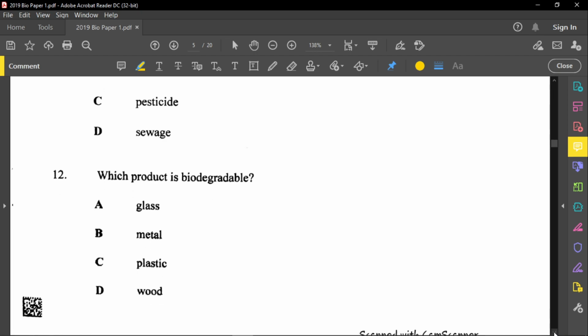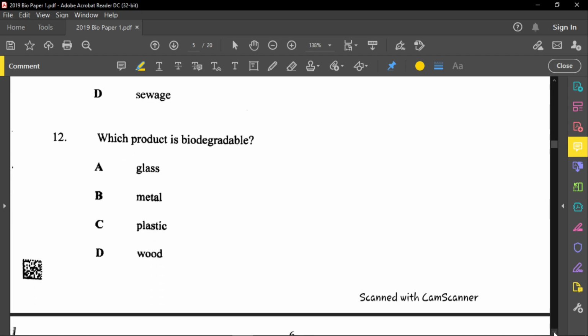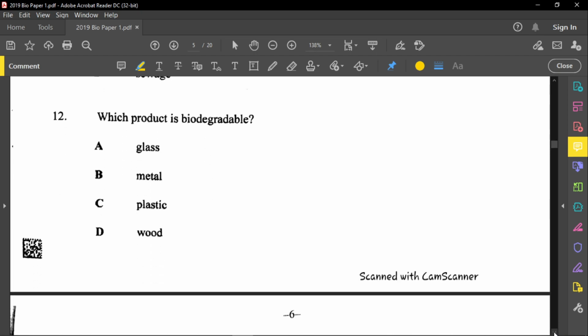All right, so number 12, it says, which product is biodegradable? Biodegradable, as the word bio means living, degradable means to break down. And so remember, what biodegradable means is to break down by living organisms such as decomposers. All right, and decomposers will include bacteria. And so plastic, metal, and glass, they are non-biodegradable. So the answer here will be D, which is wood, which is coming from plants.